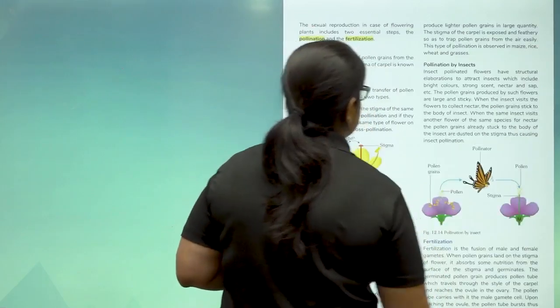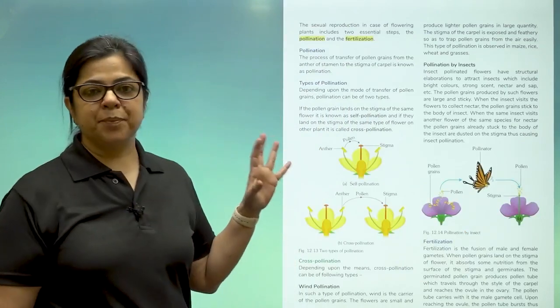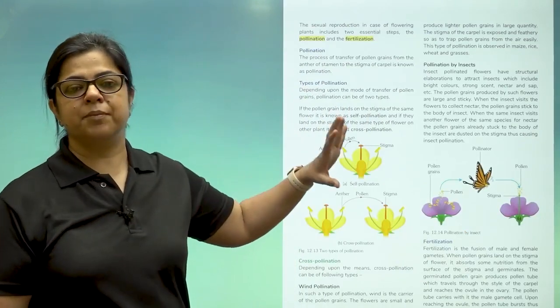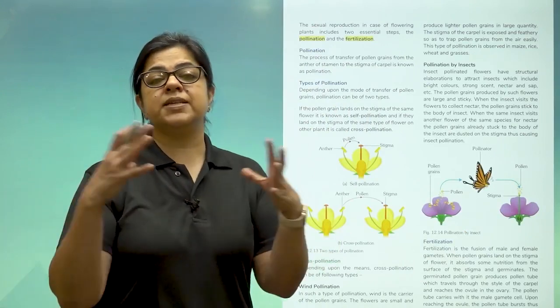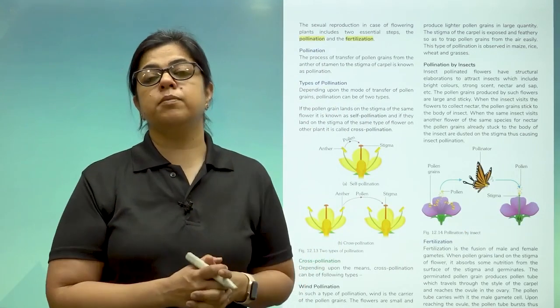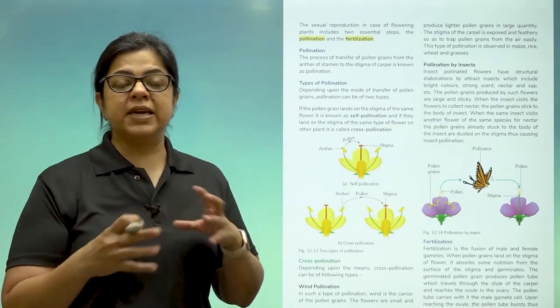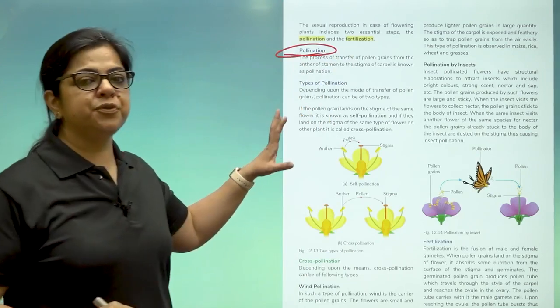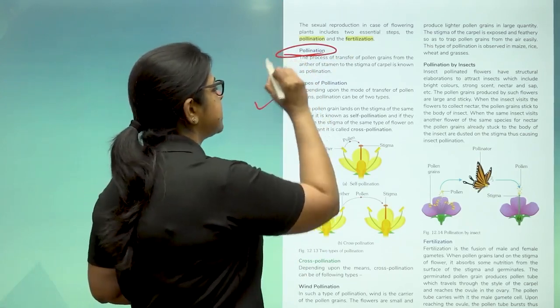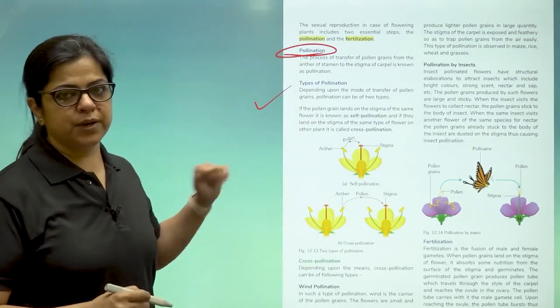So children, basically what is happening here? The male and female gamete are being produced. Now the male and female gamete have to combine to form a zygote. How will they meet each other? The process is known as pollination. What are the different types of pollinations? Let us understand with the help of a video.